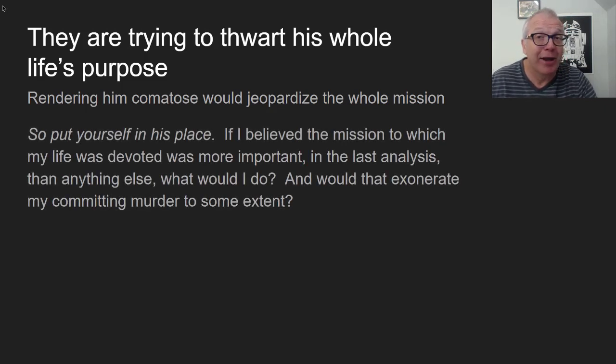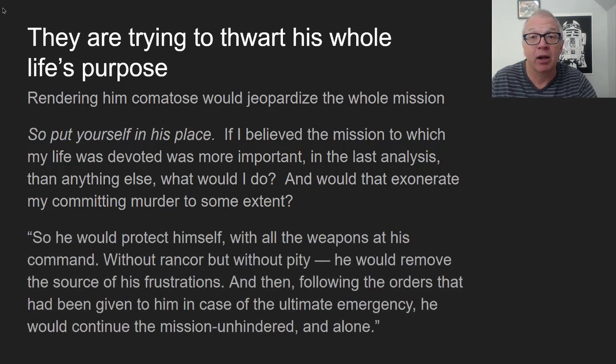What Dennett says is, okay, you adopt the intentional stance here, and you can put yourself in HAL's place. If I believed the mission to which my life was devoted was more important in the last analysis than anything else in the world, what would I do? If I felt that way, then maybe I would kill those two as well. And would that exonerate my committing murder to some extent? Dennett seems to be sympathetic.